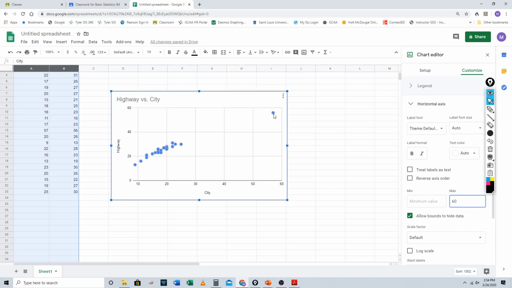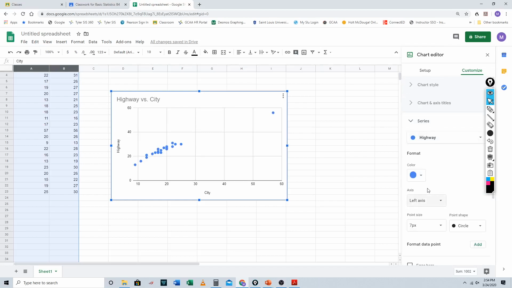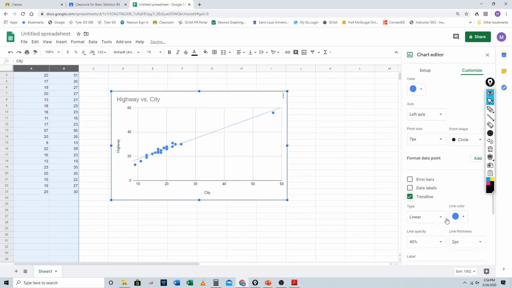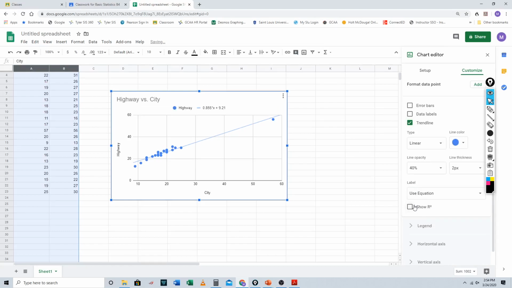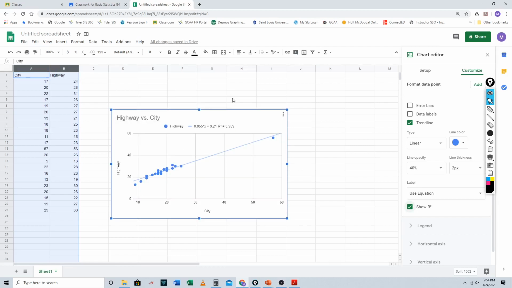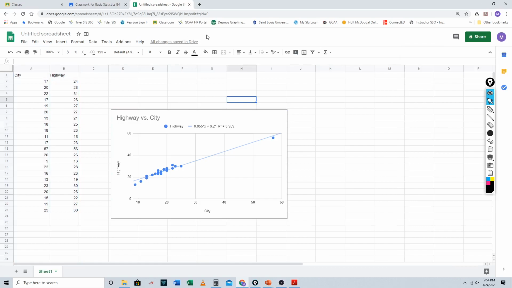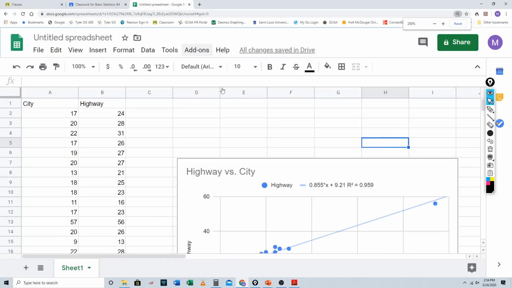So yeah, we probably definitely call this one an outlier. And I think this is a Honda Insight, so definitely an outlier. But let's go ahead and customize this series when adding a trend line. And we're going to label it with an equation and show R squared. So what this tells us, we can zoom in a bit. Not that much.